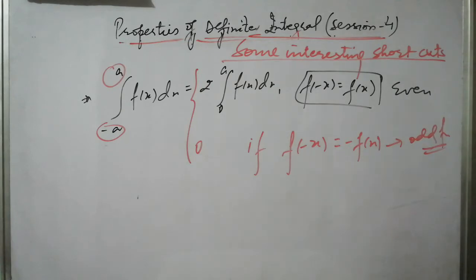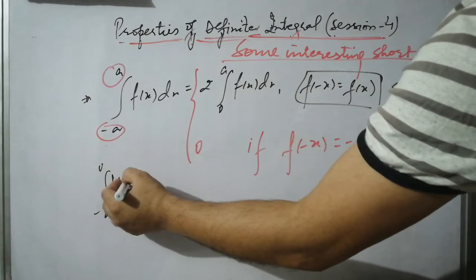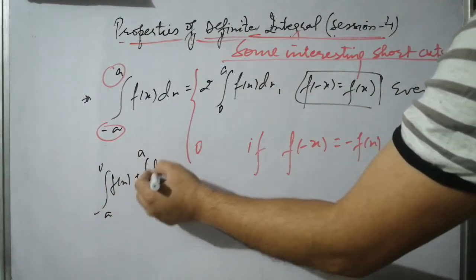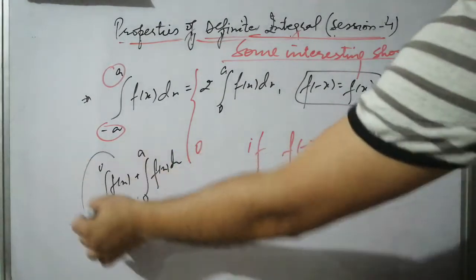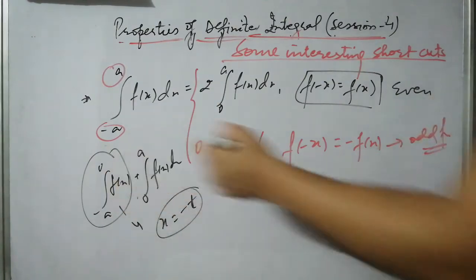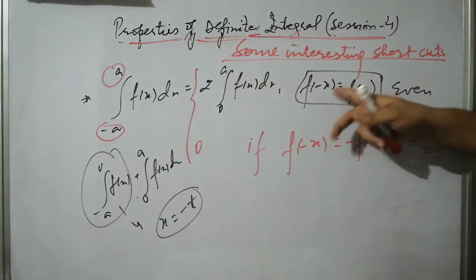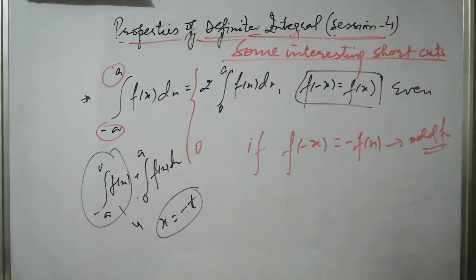If you want to prove it, you can prove it by taking minus a to 0 and then 0 to a, right? Then you take this integration here, you put x equal to minus t and you further integrate it, you will get twice of 0 to a f of x dx in this case, right? So let's do some questions based on this.